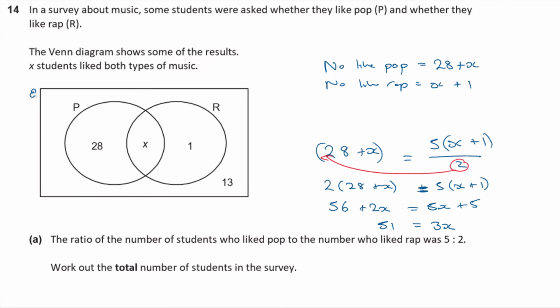And therefore x is equal to, what's 51 divided by 3? That's going to be 17, isn't it? Okay, so that tells me there must be 17 people in the middle here. So what's the total number of people in the survey? The total is going to be each of those regions of the Venn diagram added together. So it's going to be the 28 on the left plus the 17 in the middle plus the 1 on the right plus the 13 outside the circle. What's that add up to? 28, 38, 45, 46, 59. So there are 59 people in the survey.